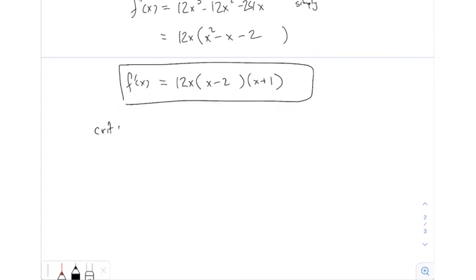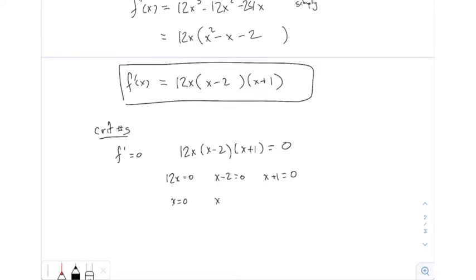So for the critical numbers, there's two categories. One is f prime equals 0. So that would look like 12x times x minus 2 times x plus 1 equals 0. And this we can solve by factoring. We already factored. So it's nicely set up. You just sort of break this out and set each part equals 0. Right? And so the first guy is x equals 0, and then I also get x equals 2, and I also get x equals negative 1. So these are 3 critical numbers.